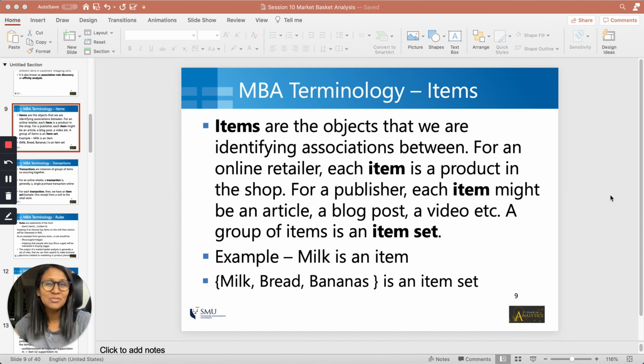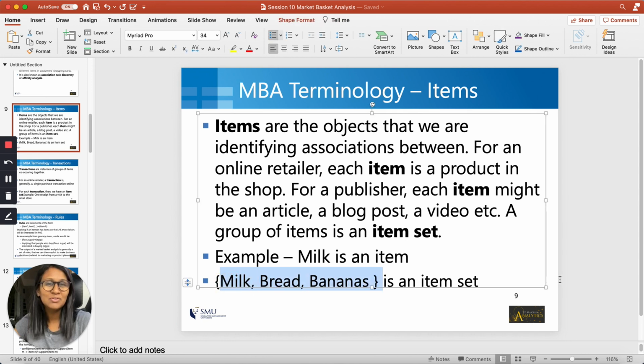An item set, on the other hand, is simply a set of items that are represented like this in any given analysis. So this is an item set, and the individual items that are being sold, such as milk, bread and bananas, are the items that are part of this analysis.